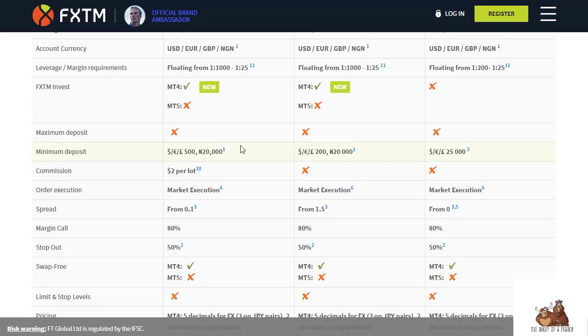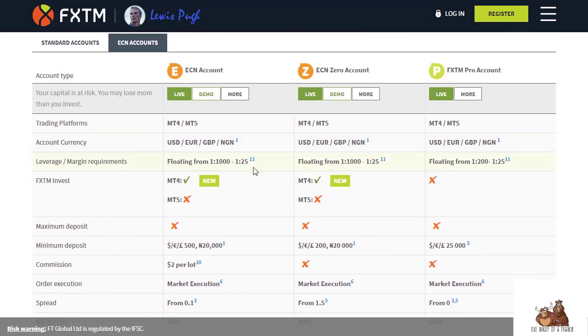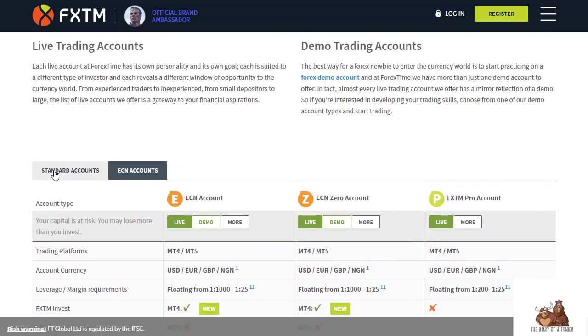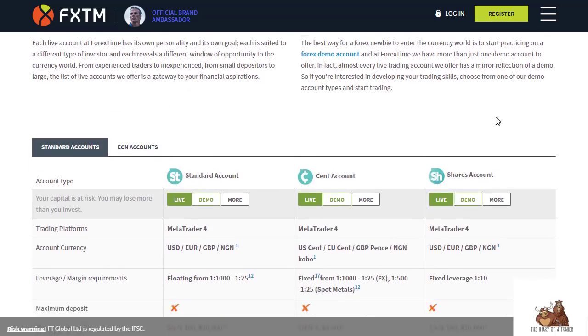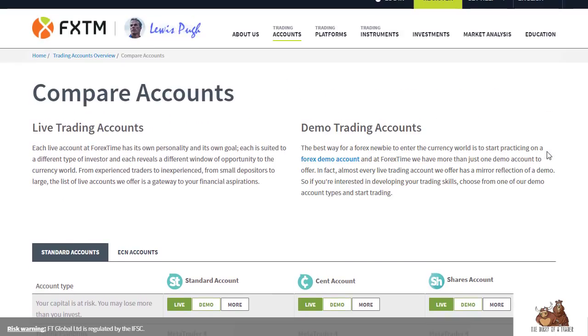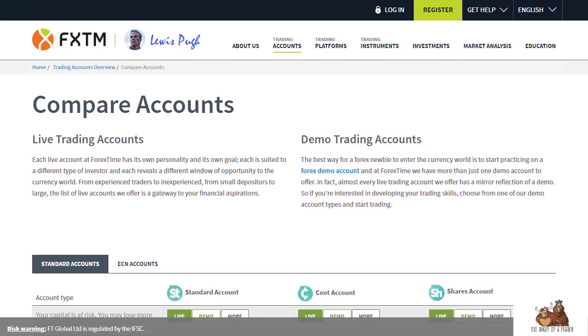Now, leverage at ForexTime is strong, like I said, from 1 to 1,000 to 1 to 25. Now, I would also point out that leverage on a shares account would be 1 to 10. Now, this would not only be CFDs on U.S. stocks, but it would be cryptos and the like. So that, of course, is a much more volatile market. You don't really want to get too highly levered over there.